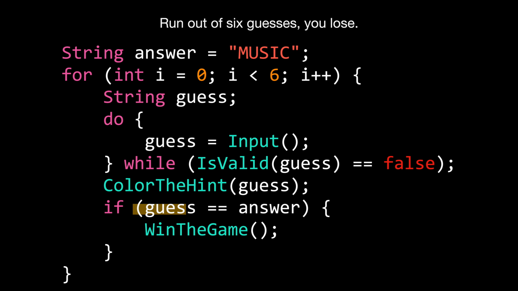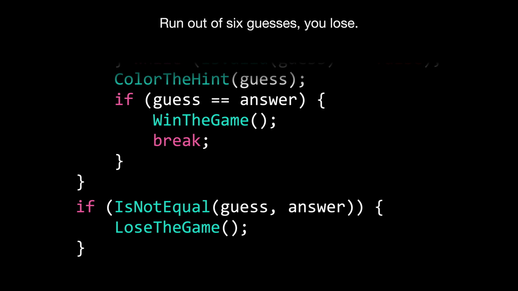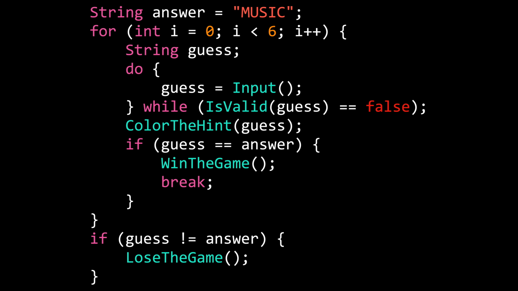But if the player gets the answer early, similar to switch statement, we can use the break function to jump out of the current loop immediately. After the loop, we check if the player lost by using the non-equal function, which uses an exclamation mark with the equal sign to represent. Now, our game is finished.